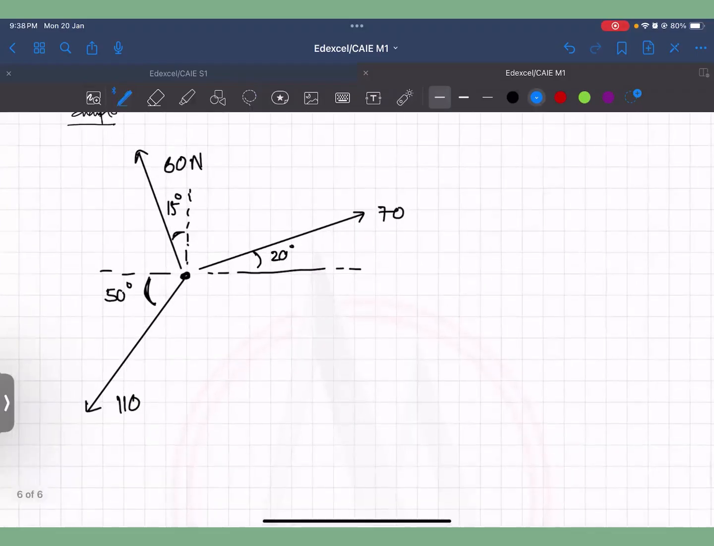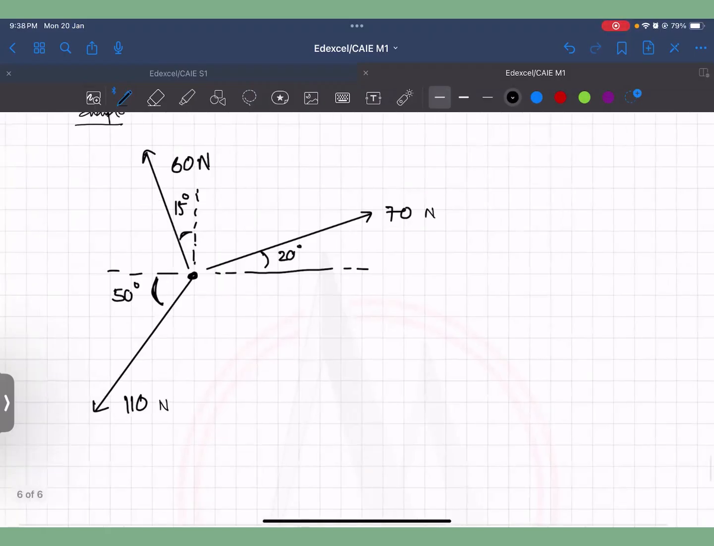We have to break down all three forces, the 60 Newton, the 70 Newton, the 100 Newton, into their horizontal and vertical components. So first of all, break down your components over here. This would be broken down into this horizontal 70, and this would be the vertical one.